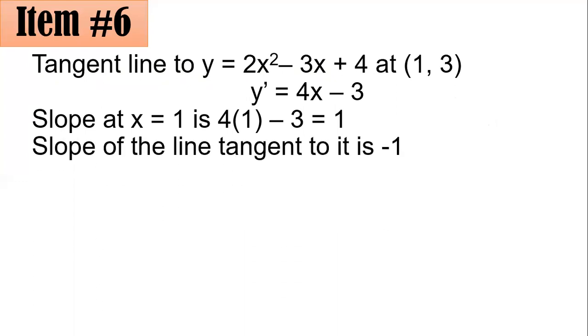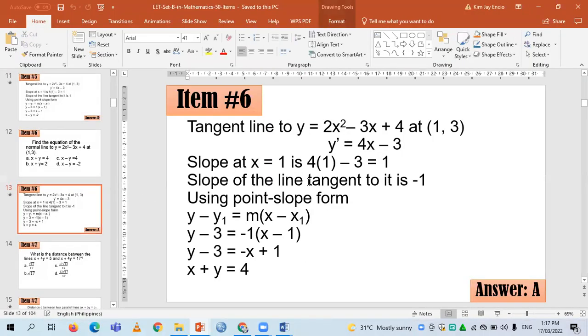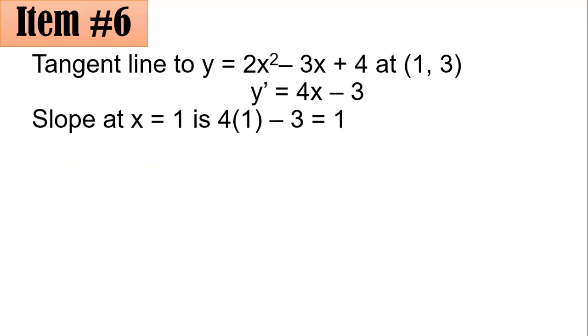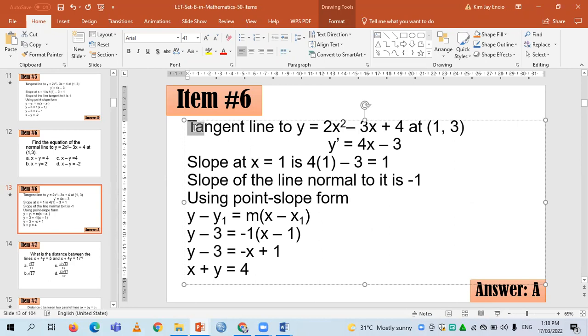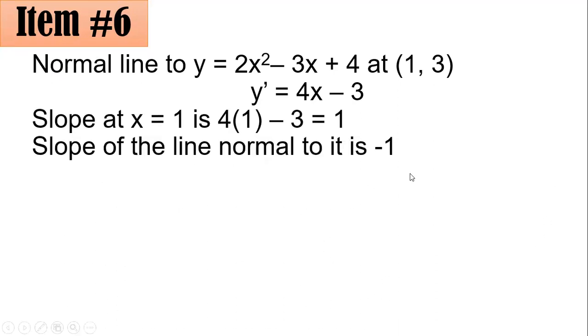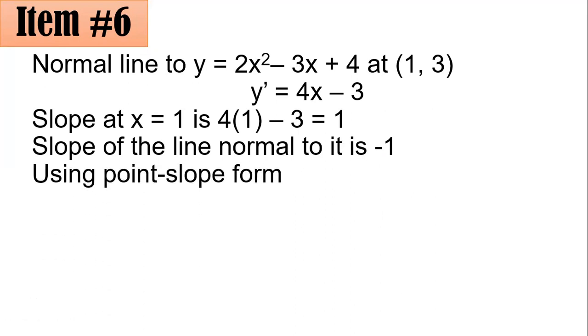But remember that the slope of the line normal to it is the negative reciprocal of the slope of your tangent line. Why negative reciprocal? Because a normal line and a tangent line are perpendicular. And we all knew that the slope of a line perpendicular to another line is the negative reciprocal of such. The negative reciprocal of 1 is negative 1. Hence, the slope of the line normal to the given is negative 1. And we now have a slope of negative 1 and the point (1, 3).